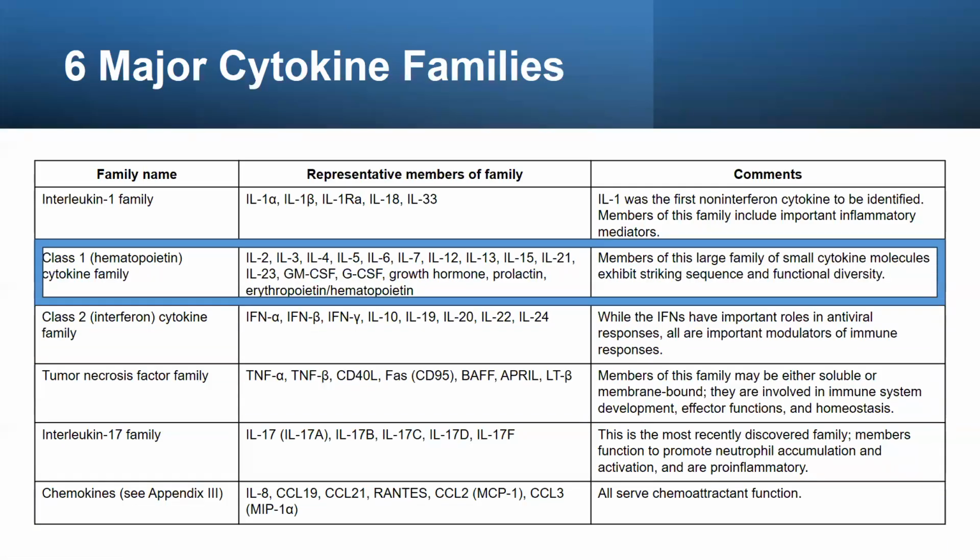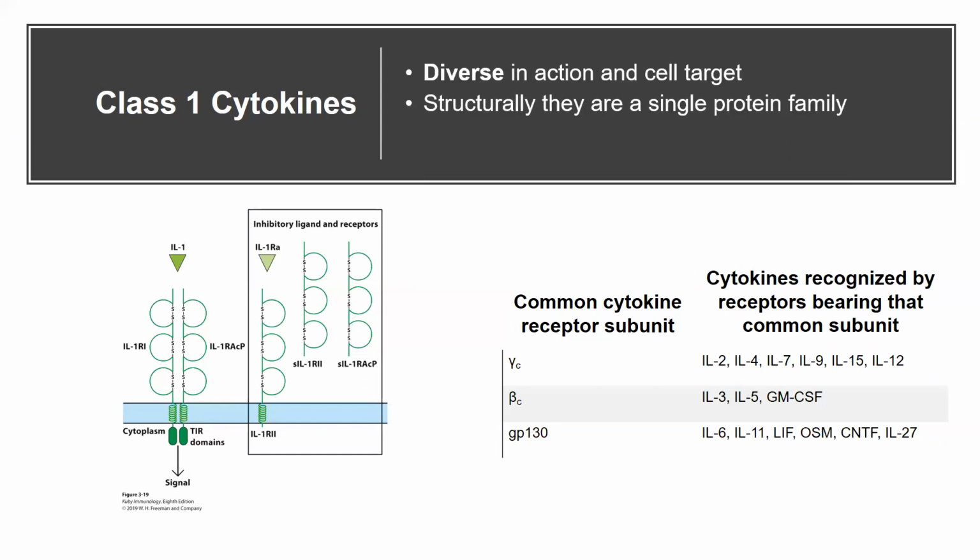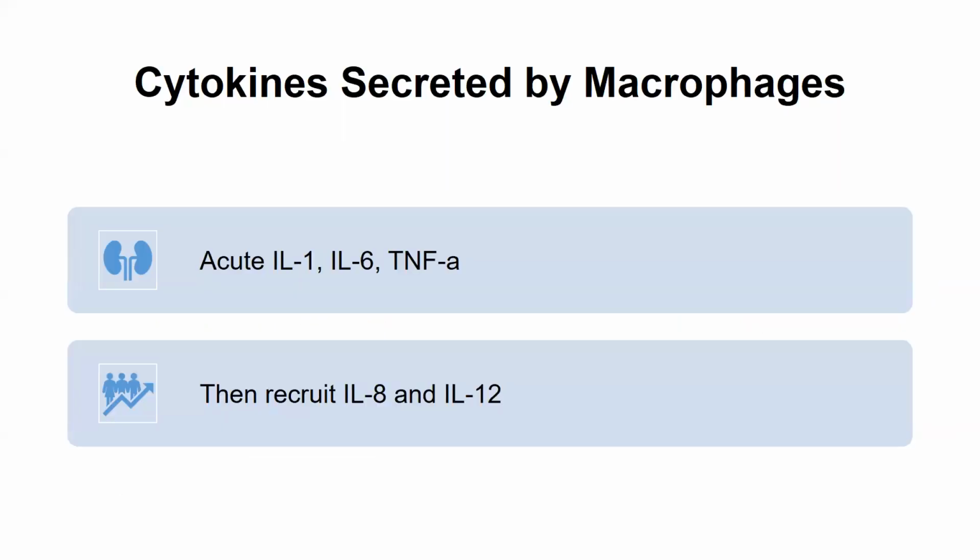When we look at class 1, this is where we will break it down further. So class 1 cytokines as a class are very diverse in action. That tells us nothing. They are a single protein family. That's why they're in the same class together, because they all have the same kind of protein backbone structure, but they have multiple subunits.